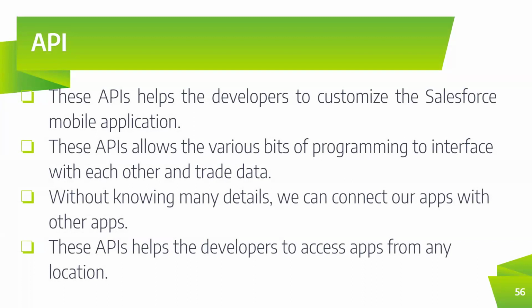So API allows various bits of programming to interface with each other and to trade off. You're going to use this API here. Without knowing any details, you can connect your app with other apps. By using APIs, you are able to integrate with other apps. This point I also told you. These APIs help the developer to access the app from any location. With the help of these APIs, you can access the application from any location.